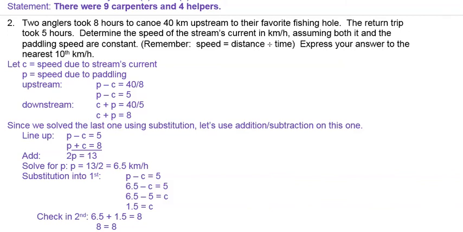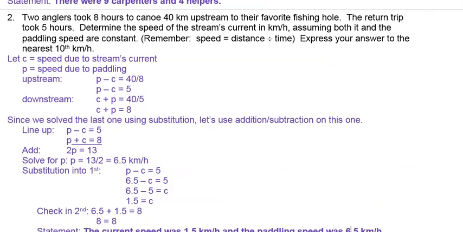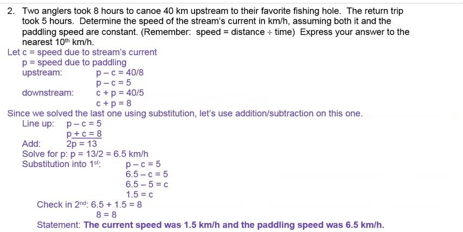So that tells me that I can write my statement. The current speed was 1.5 kilometers an hour and the paddling speed was 6.5 kilometers an hour. Now this time we didn't end up with whole numbers. That's okay, because we can have decimal values when we are talking about speed, so that makes sense. And in fact, the question told us nearest tenth of a kilometer, so that was a big hint that we might end up with decimal values.